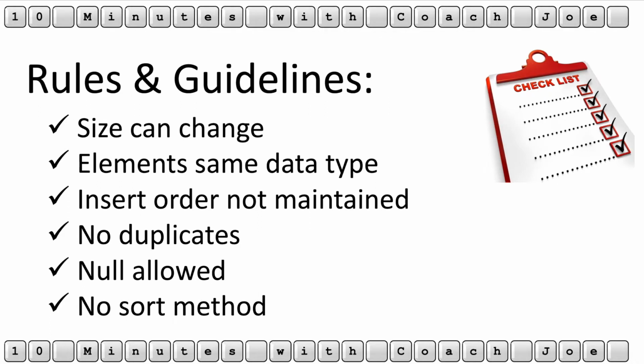The size of a hash set can change. All elements of a hash set can hold a single value that must be the same data type object, like all integers, all strings, and even all custom objects like the myBank object from Lesson 4. A hash set will not maintain the order values are added. Duplicate values are not allowed in elements. If the data type permits, null values are allowed, and a hash set does not offer a sort method.